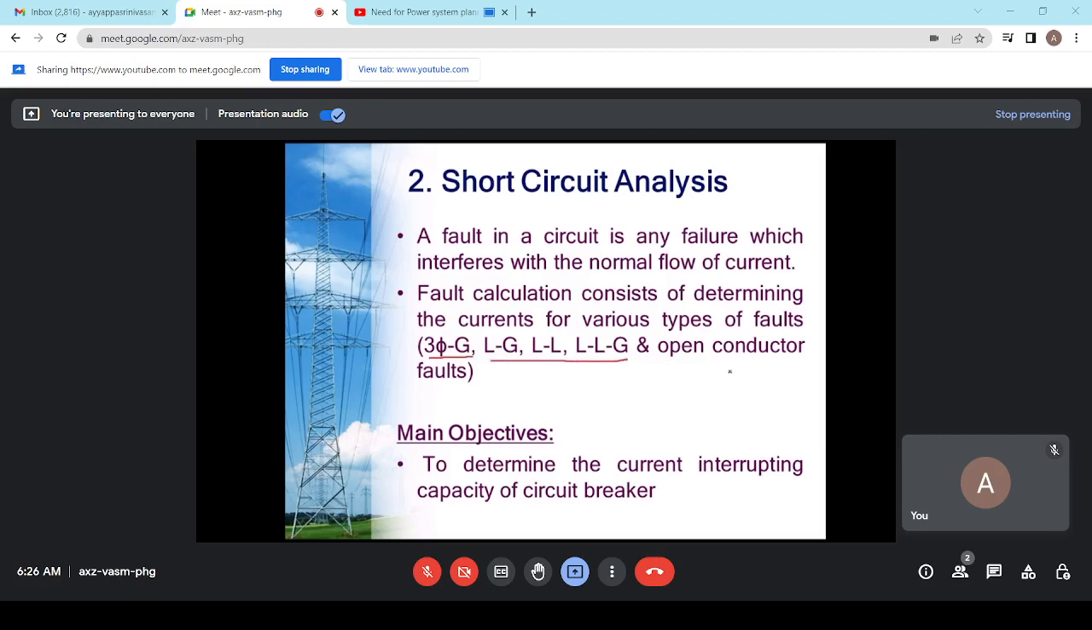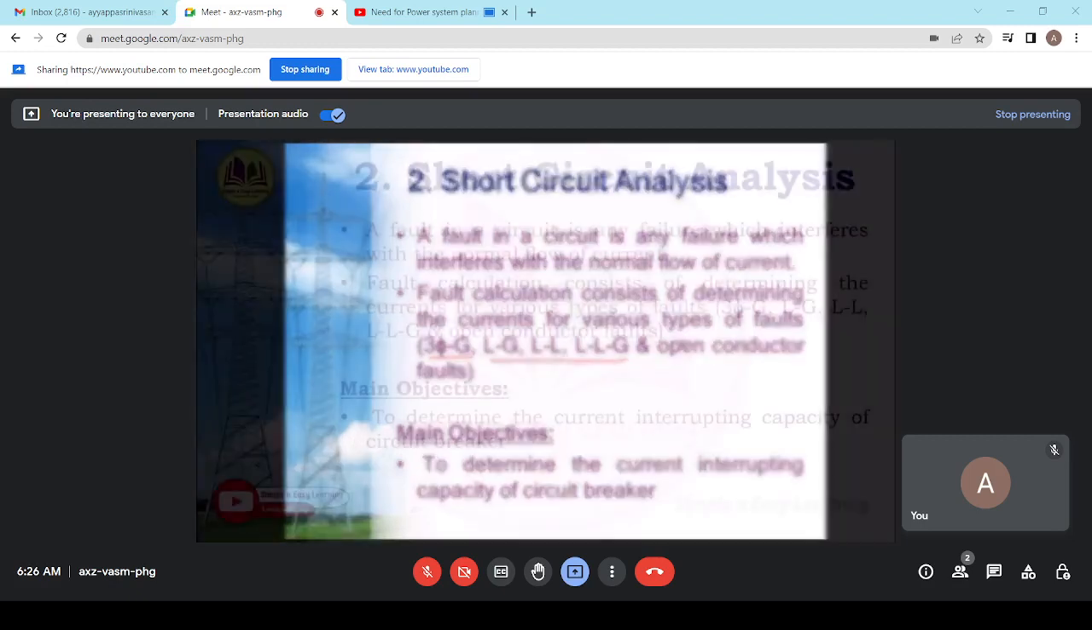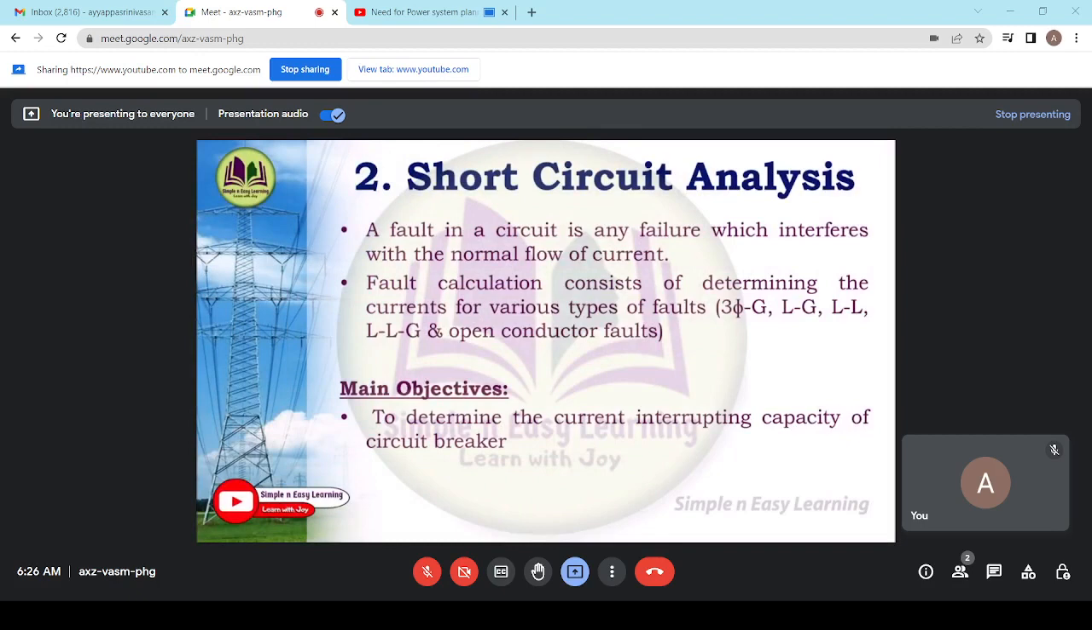This can be analyzed, and at whichever location the fault occurs, we need to take preventive measures immediately and open the circuit breaker. So the main objective is to determine the current interrupting capacity of the circuit breaker. For a particular line, how much fault current will flow can be analyzed, and based on the fault current value we need to install a circuit breaker with that capacity.